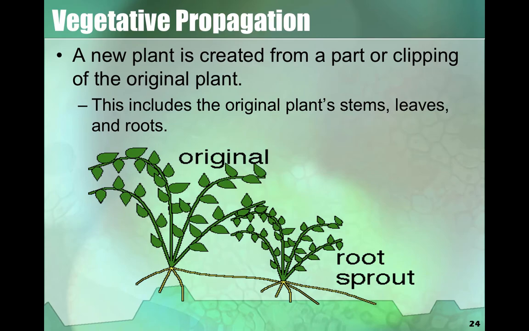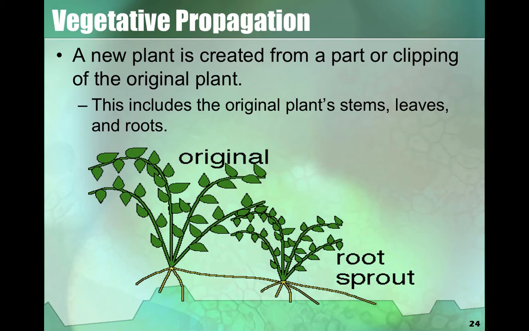Next one is vegetative propagation. Don't get this confused with pollination and that type, because that's not what this is. Pollination would be sexual reproduction. Vegetative propagation is when a new plant is created from a part or a clipping of the original plant. This includes the original plant stems, even the leaves, and even the roots. Basically, weeds will do this. Strawberries will do this a lot. Kudzu does this. Really, a lot of plants will do this.